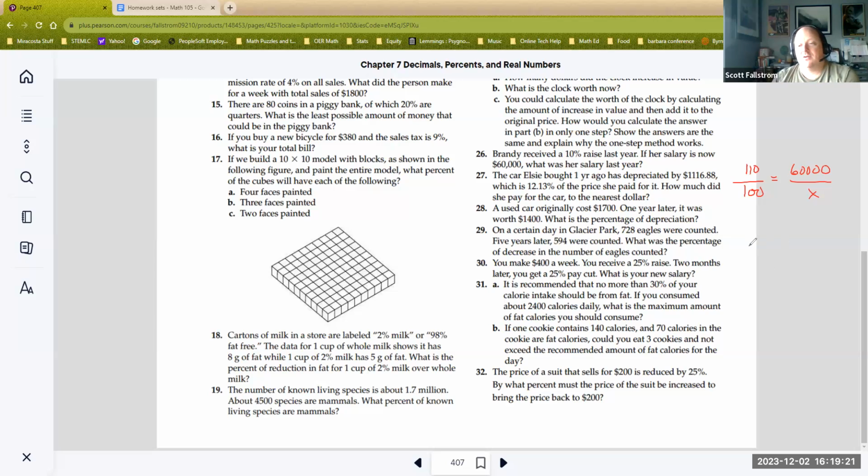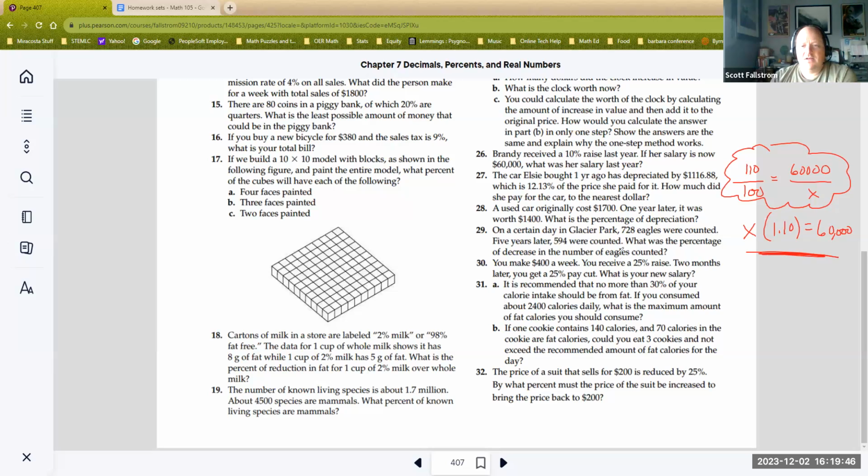Or her old salary is this. She multiplied by 10% increase and got 60,000. You can divide to get X by itself. Again, same concept. Same concept for both of them. Doesn't matter. The bottom one's more of an algebra equation. The top one's more of a proportion equation. So your choice.